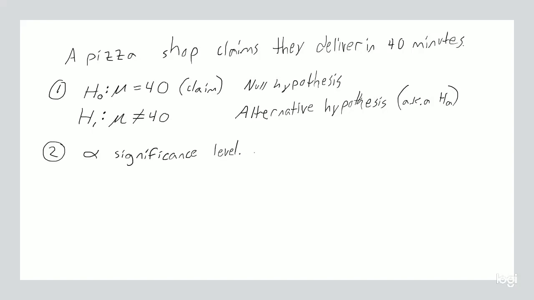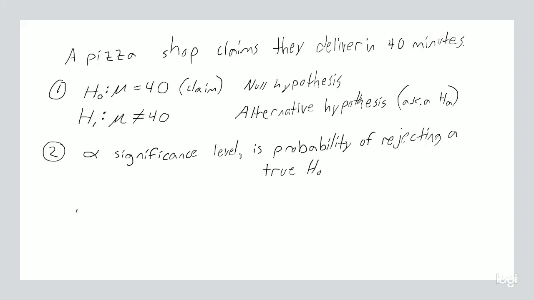Okay, so the significance level alpha, okay, this is the probability of rejecting a true H0. So the null hypothesis was true, your original assumption was true, but you rejected it. That's alpha, that's the significance level.